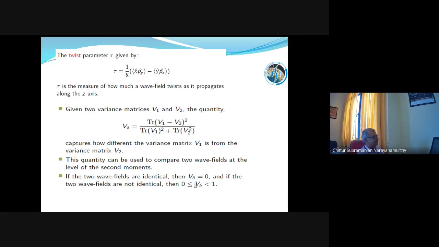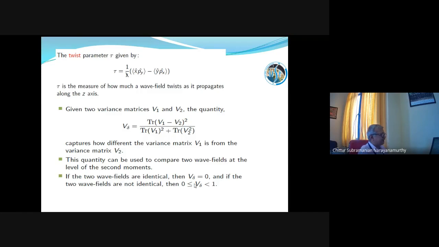Now, another important parameter, the twist parameter, is also related to the optical angular momentum of the light beam. Normally, it is related to the twist of the light beam, which is given by this form. We can measure the twist parameter of the light beam from the variance matrix elements: 1/λ times 2π by λ times (x p_y − y p_x). This also can be measured, and it is a measure of how much a wave field twists as it propagates along the z axis.